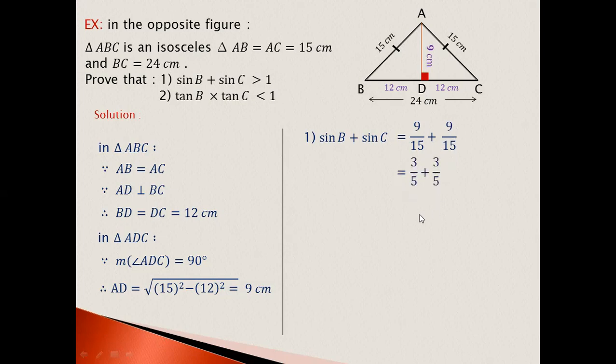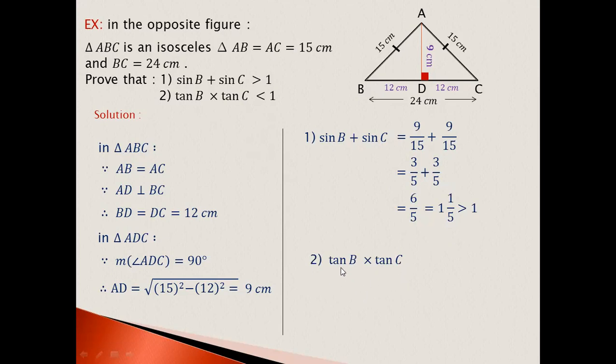9 over 15 can be written in the simplest form, 3 over 5. Now we have two fractions having the same denominator. We can add them if we put the same denominator and then add the two numerators. So it's going to be 6 over 5. That means the value of the expression sine B plus sine C is equivalent to 6 over 5. And 6 over 5 can be written as a mixed number, 1 and 1 over 5, and this is more than 1. This is the first required. Number 2, tan B times tan C.